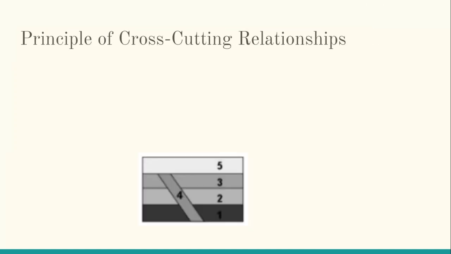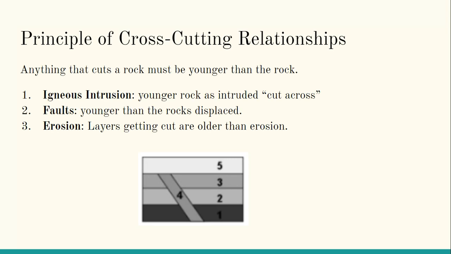Fantastic. All right, so our last principle, we had the principle of superposition, original horizontality, and now it's the principle of cross-cutting relationships. Relationships sometimes cut the heart. No, I'm just kidding. This is cross-cutting. Anything that cuts a rock must be younger than the rock. So basically, you can't go across something that doesn't exist. So it has to be there before.